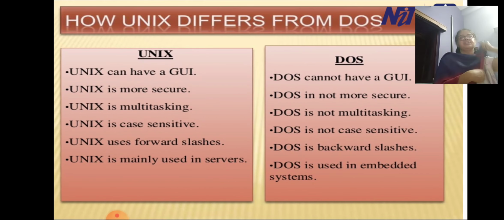How Unix differs from DOS operating system. Unix and DOS differ. Unix can have a GUI while DOS cannot. Unix is more secure than DOS. Unix can multitask while DOS cannot. Unix is case sensitive while DOS is not. Unix uses forward slashes while DOS uses backward slashes. Unix is mainly used in servers while DOS is used in embedded systems.